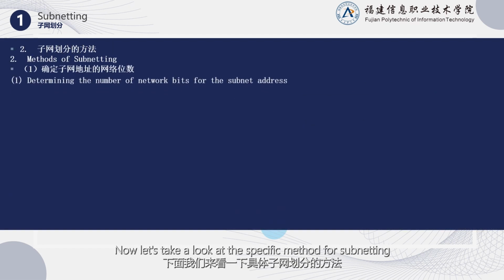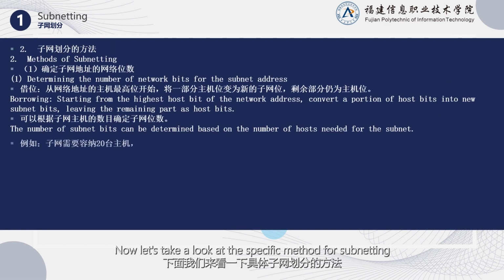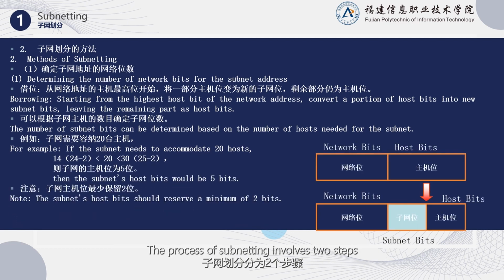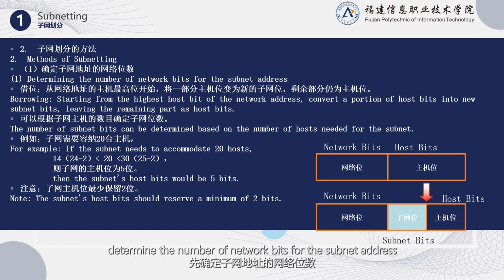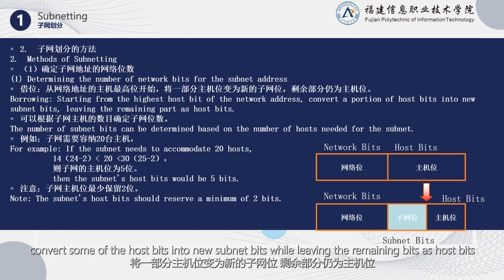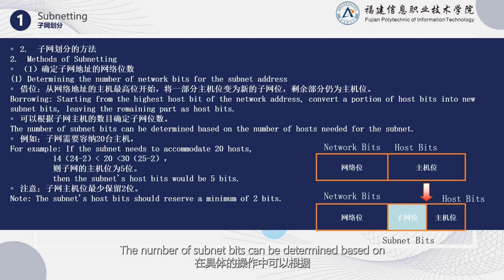Now let's take a look at the specific method for subnetting. The process of subnetting involves 2 steps. First, determine the number of network bits for the subnet address, starting from the highest bit of the host portion in the network address. Convert some of the host bits into new subnet bits, while leaving the remaining bits as host bits. The number of subnet bits can be determined based on the number of hosts required for each subnet.